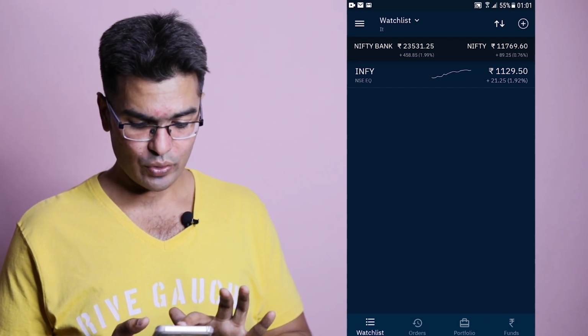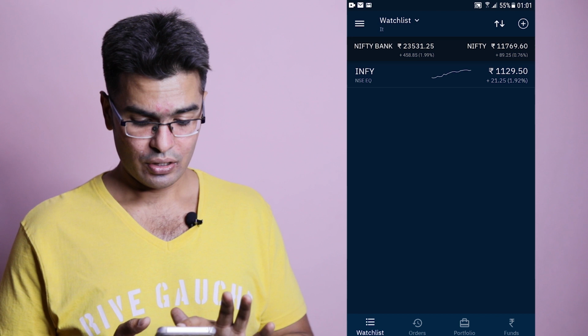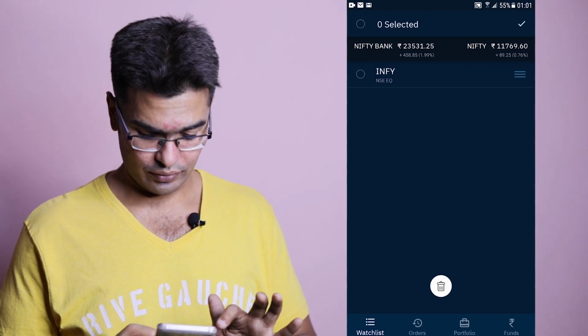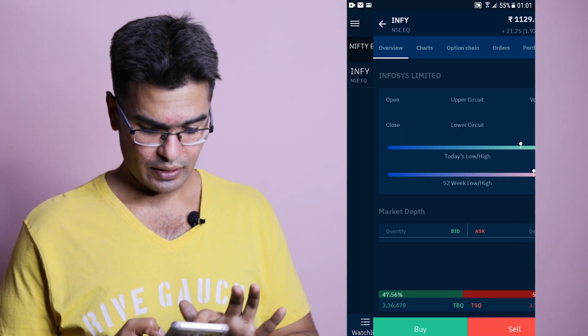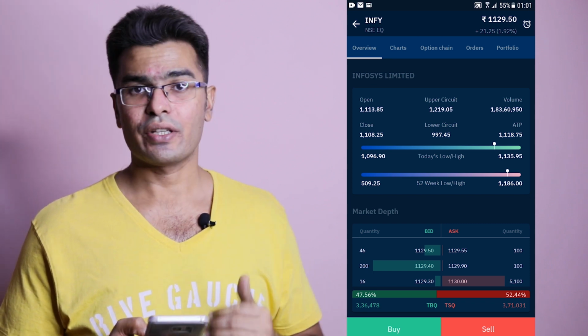Now the next thing is, whenever you are seeing any particular stock, if you click onto this particular stock, there are different options that you can see on your screen.